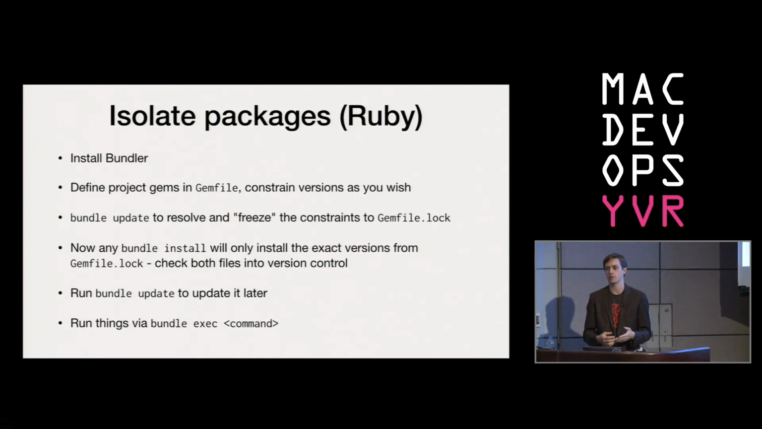So you have a record of what you'd like the project to use as a loose dependency, but then it also records exactly what it installs, and you also check that into source. Later on, you just type bundle update to update that in the future. And you run everything with bundle exec. So bundle exec is the thing that will make sure that it's pulling in the right versions of gems that you've defined in your lock file.